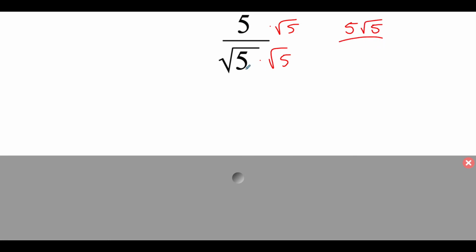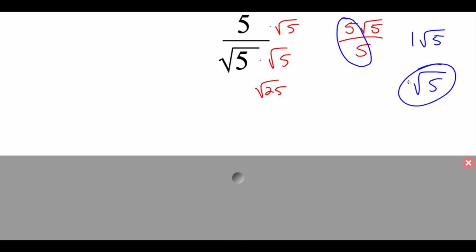Now on bottom, when I take the square root of 5 times the square root of 5, well, I would technically get the square root of 25, but the square root of 25 is just 5. So I have 5 root 5 divided by 5. Well, now if I look, the 5 on top and the 5 on bottom are both not underneath a radical, so we can actually divide those. And 5 divided by 5 is just 1. So we have 1 times the square root of 5, but having that 1 out in front isn't really necessary, so we can just write this as the square root of 5.